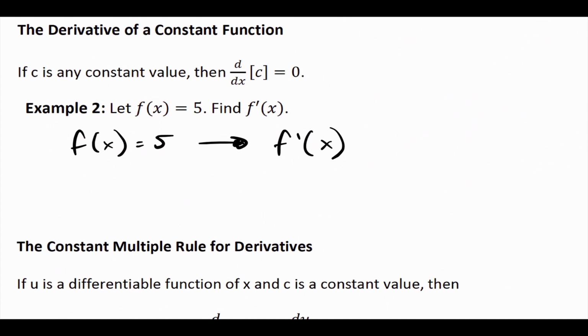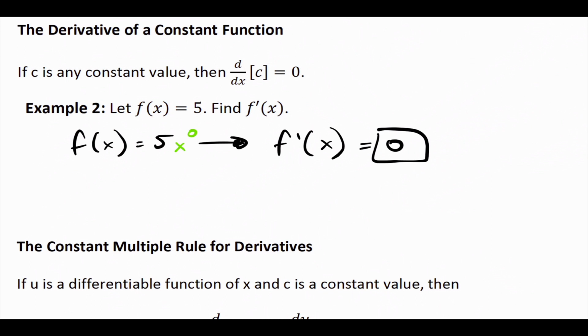didn't our rule say we need to bring the power down? What power does 5 have? 0. Yeah, it has x to the 0 power, right? Technically has x to the 0 power. So if I bring that to the front, what is it going to be every time? 0. So the derivative of a constant function is always 0.